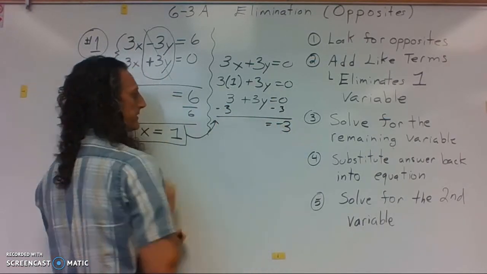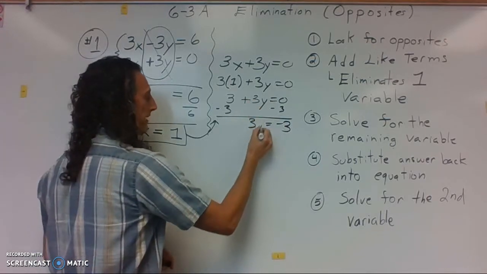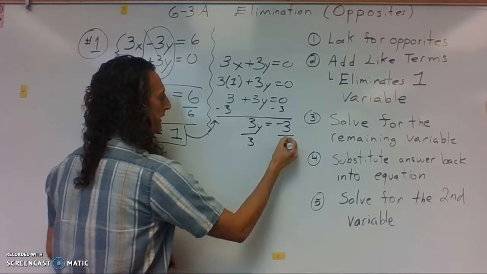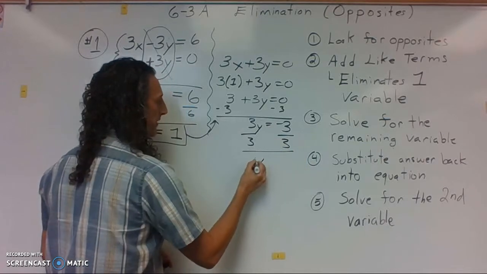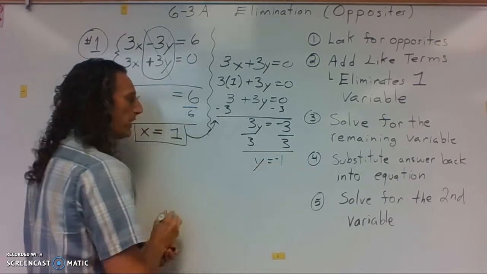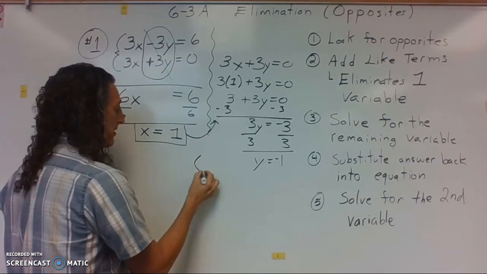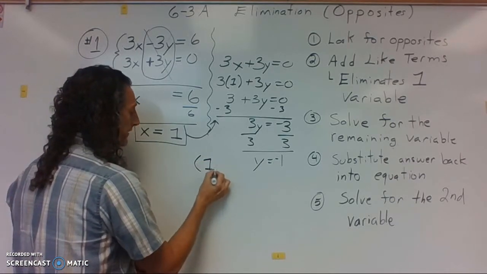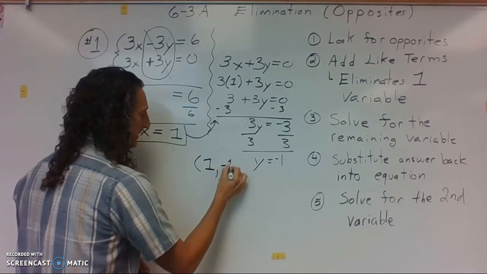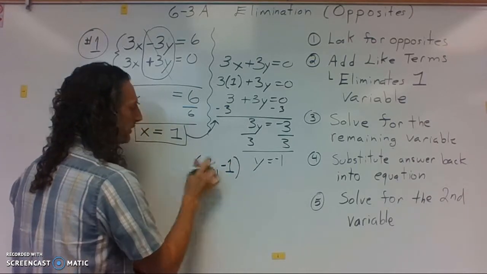0 and negative 3 just stays negative 3. That falls down. Divide by 3 to get the y by itself, and y equals negative 1. So my answer is actually this: 1, comma, negative 1. Right?